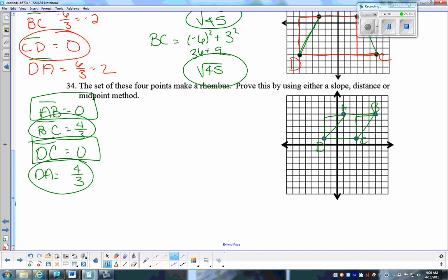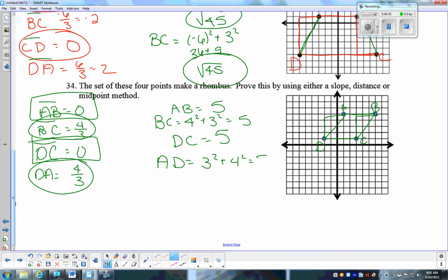AB is easy to find out because we can just count across. So AB has a distance of 5. DC also has a distance of 5 because, again, we just count straight across. For BC, 4 squared plus 3 squared, that's 5. AD, 3 squared plus 4 squared, that's again 5. So since they're all 5, we have a rhombus.